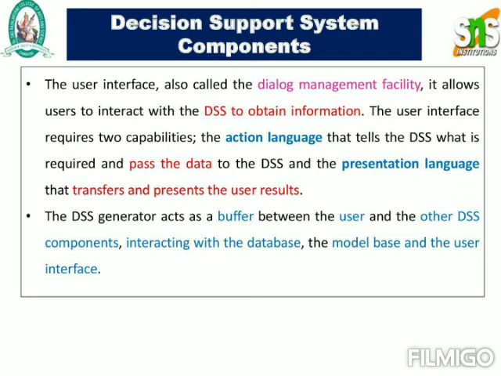The user interface requires two capabilities. One is called an action language, and the other is called a presentation language. The action language tells the decision support system what is required and passes the data to the decision support system, and the presentation language transfers and presents the results to the user. The next is your decision support system generator, which acts as a buffer between the user and the other decision support system components, interacting with the database, the model base, and the user interfaces.